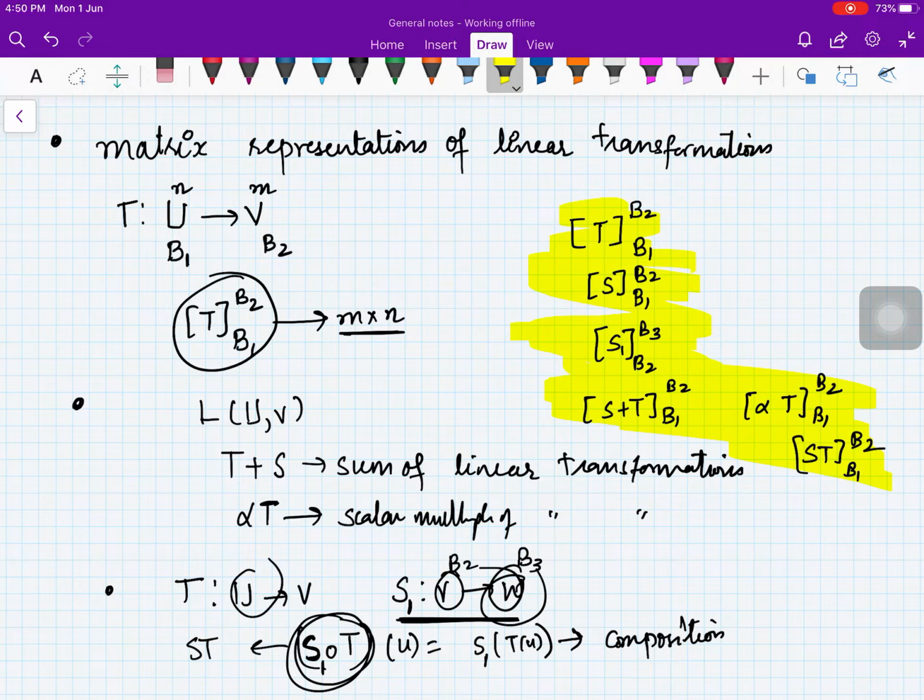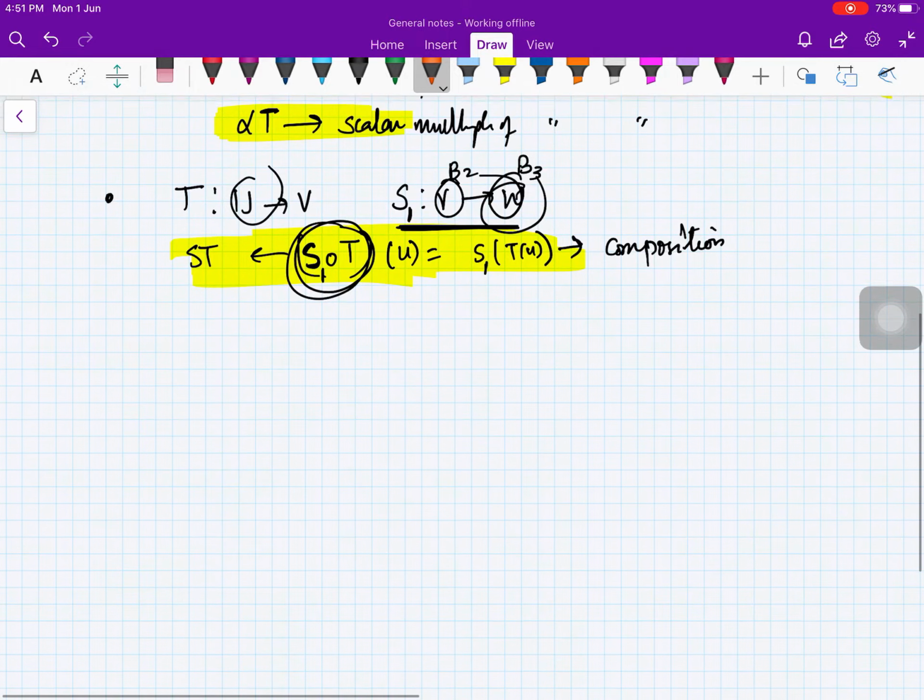So basically we are connecting the algebra of linear transformations, where we talk about the sum, the scalar multiple and the composition of linear transformations, and we are trying to connect the matrices of T, S and S1 with the matrices of the linear transformations S plus T, alpha T and ST. So let us see how we can proceed.